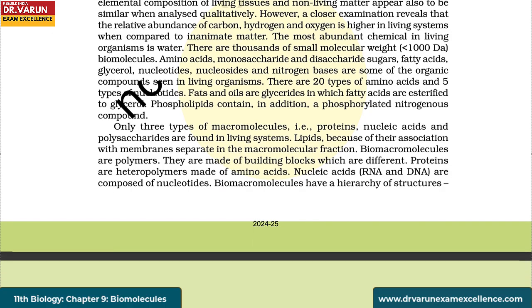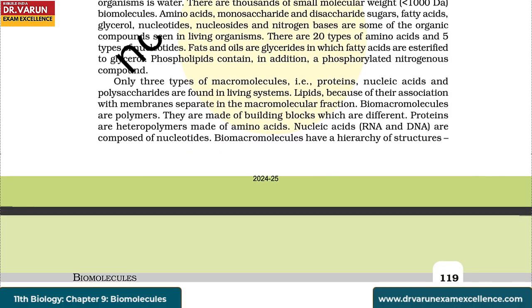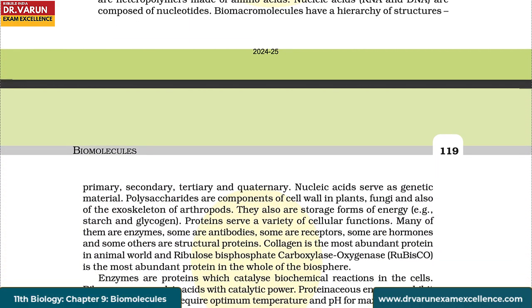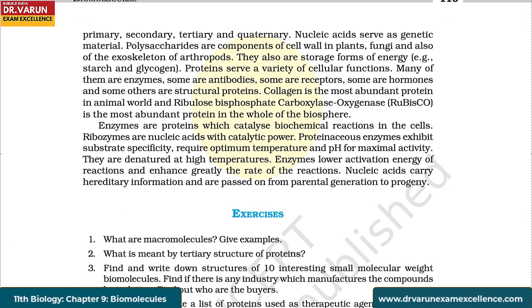Only 3 types of macromolecules, that is proteins, nucleic acids and polysaccharides, are found in living systems. Lipids, because of their association with membranes, separate in the macromolecular fraction. Biomacromolecules are polymers. They are made of building blocks which are different. Proteins are heteropolymers made of amino acids. Nucleic acids, RNA and DNA, are composed of nucleotides. Biomacromolecules have a hierarchy of structures: primary, secondary, tertiary, and quaternary.